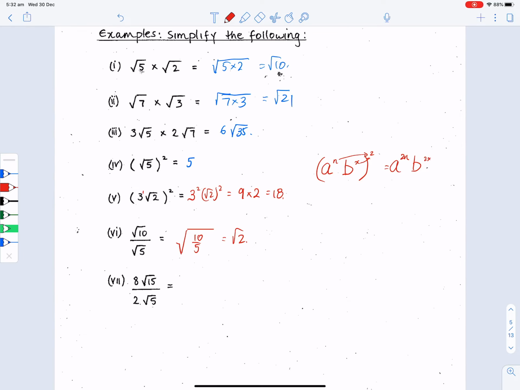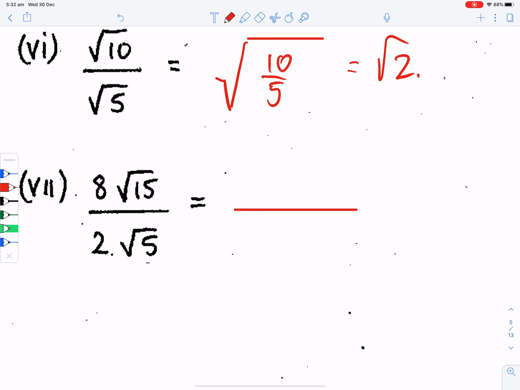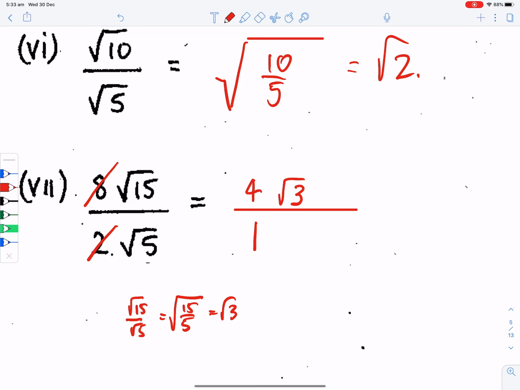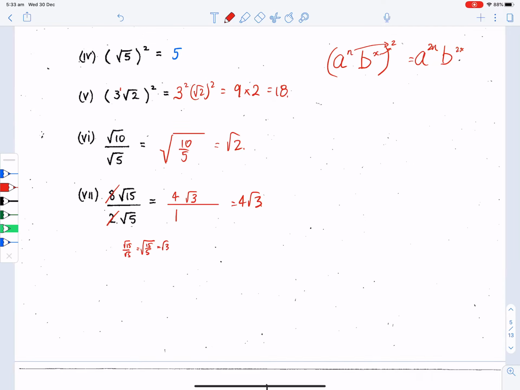And question number 7, what you do here is you divide the whole numbers as you normally would. Divide that by 2 and get 4. Divide that by 2 and get 1. And now root 15 on root 5 is simply root 3, right? Root 15 on root 5 is the same as square root of 15 over 5, which is root 3. So that answer there is just going to be 4 root 3.